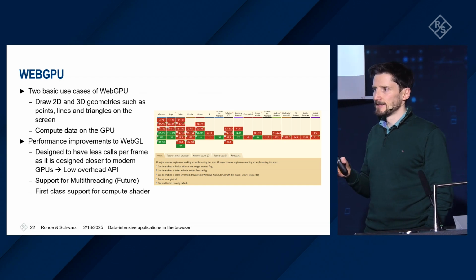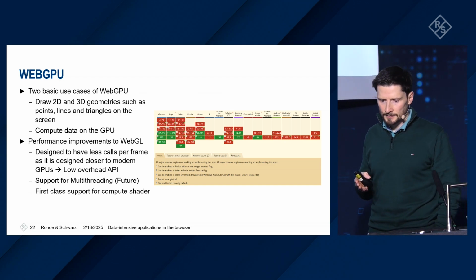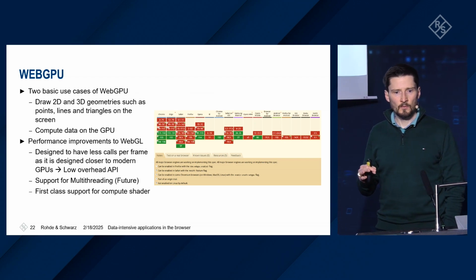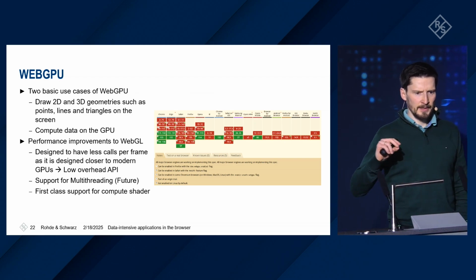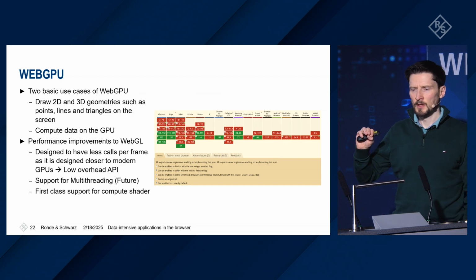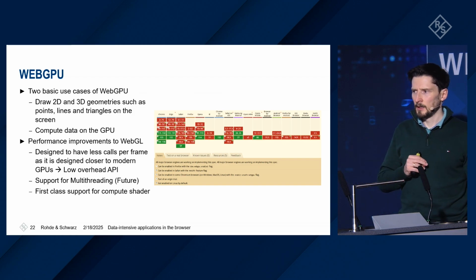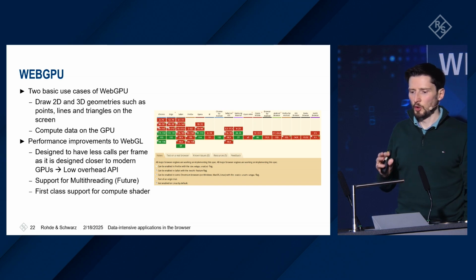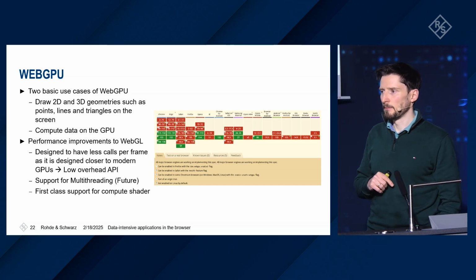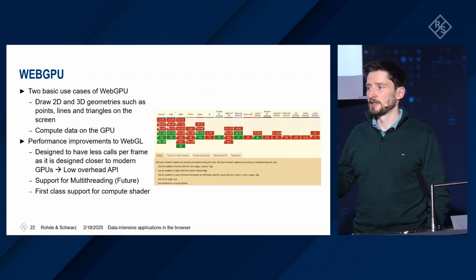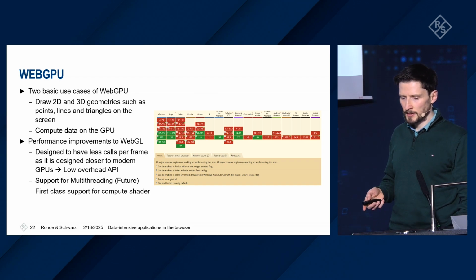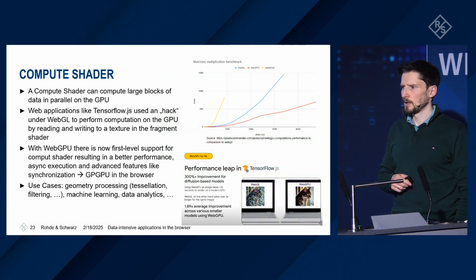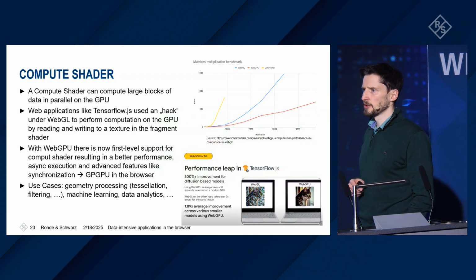It is designed to have fewer API calls. It will add support in the future for multi-threading, which is also very important because currently in such map applications, we see that the encoding of these drawing calls is quite a bottleneck, and this will be much easier and much faster if this multi-threading feature arrives. And yeah, the last feature, you have compute shaders. I think I already mentioned that.